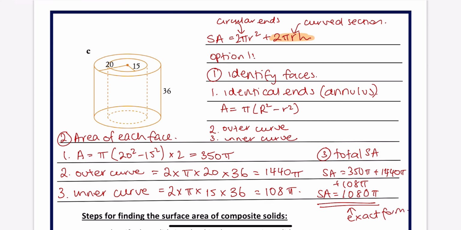In the Google form, you're going to have a choice on whether to leave it in exact form or not when it comes to cylinders, and any other sort of circular 3D shape like cones and spheres.